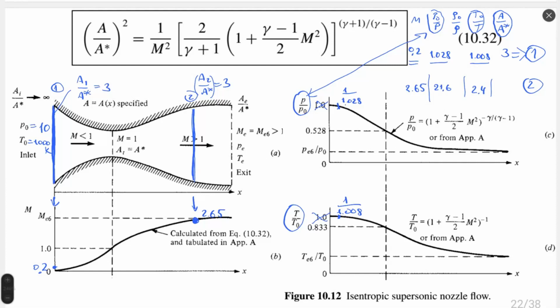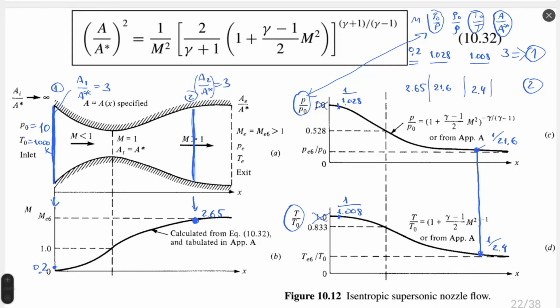I hope you can see it on figure B. I wrote 265, and the corresponding value of pressure ratio is 1 divided by 21.6. It's approximately 0.05. And the corresponding value, just a moment, I will try to make a straight line. The corresponding value of temperature ratio is 1 divided by 2.4. It's approximately 0.4. Yeah, more or less 0.4.